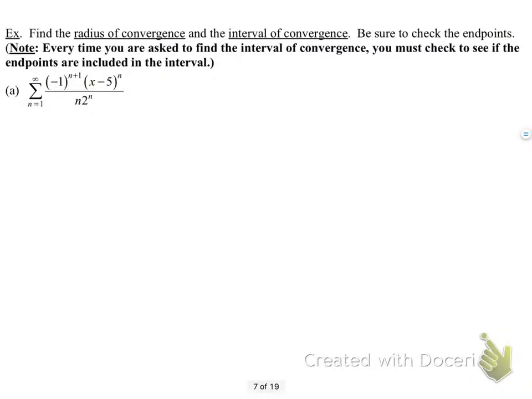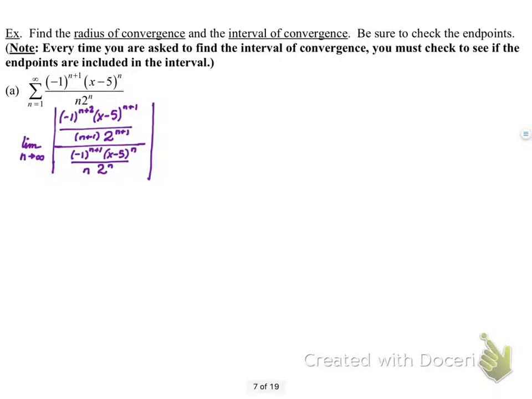So here we go. Find the radius of convergence and the interval of convergence. There are 2 different things. Oftentimes when we are grading these, we see that people only find the radius of convergence without finding the interval of convergence, or they find the interval of convergence without clearly stating the radius of convergence. So make sure you do both, even if you're in college. Every time you are asked to find the interval of convergence, you must check to see if the endpoints are included in the interval.